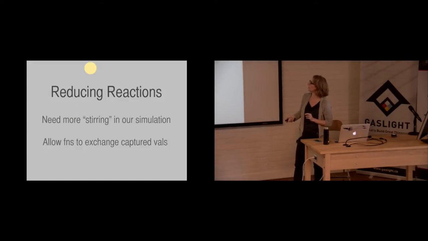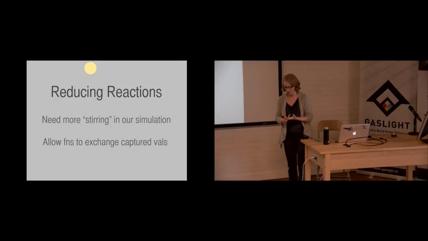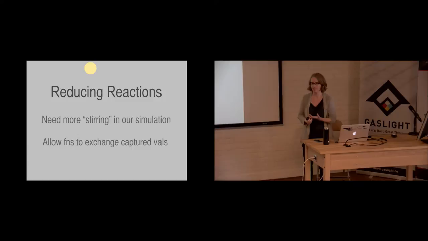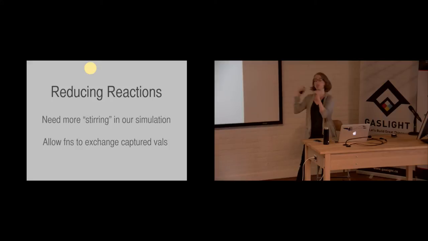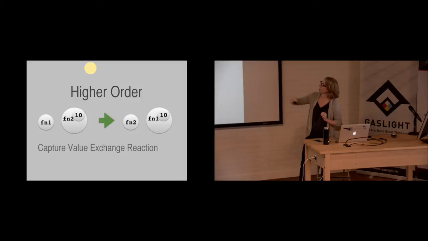The problem I ran into when I was doing my simulations was that I had fewer molecules and they wouldn't bounce into each other. I was sitting there going, are you ever going to bounce into each other? It's kind of hard. So I added a little extra stuff that's not in the papers where I allowed some more stirring. I allowed the functions to exchange captured values. Here is a better example. If you have two functions, function two has a captured molecule and it bumps into function one, then they can just exchange. That allows us to stir a little bit more so things don't get stuck.